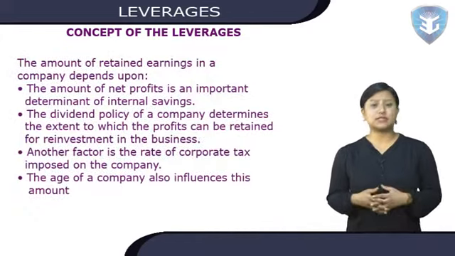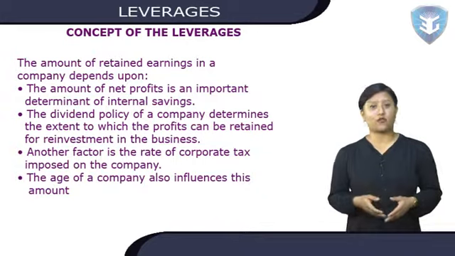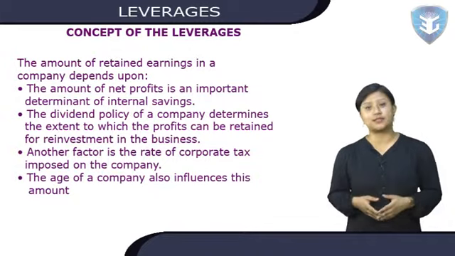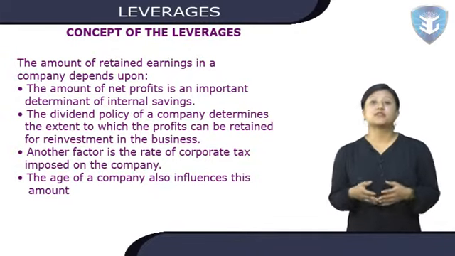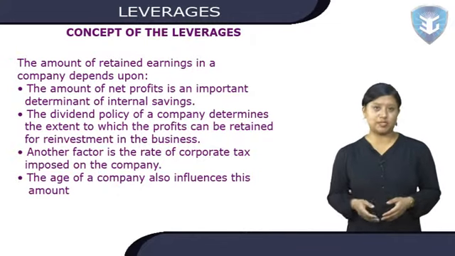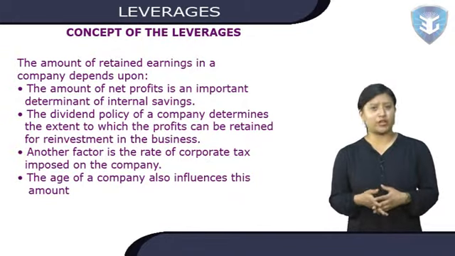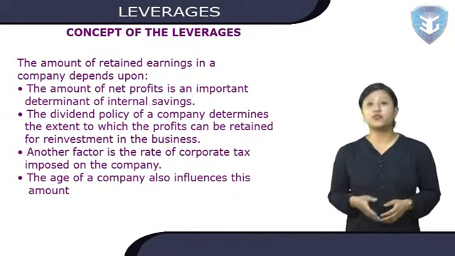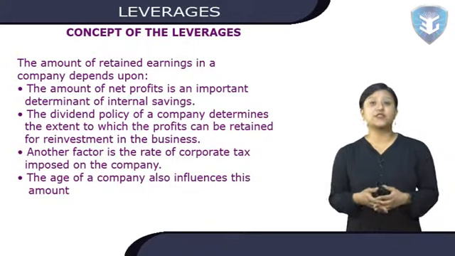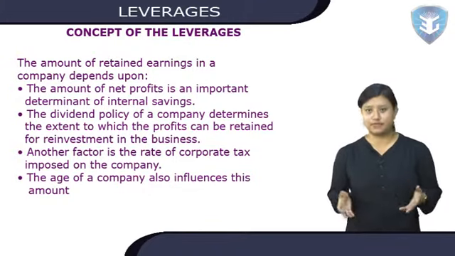The amount of retained earnings in a company depends upon the following factors. The amount of net profits is an important determinant of internal savings. The higher the net profit earned by a company, the greater is its capacity to plow back profits. The dividend policy of a company determines the extent to which the profits can be retained for reinvestment in the business. If a company follows a liberal and regular dividend policy, it may end up retaining lesser profits. But if it follows a conservative dividend policy, it has a chance of building up greater internal savings.